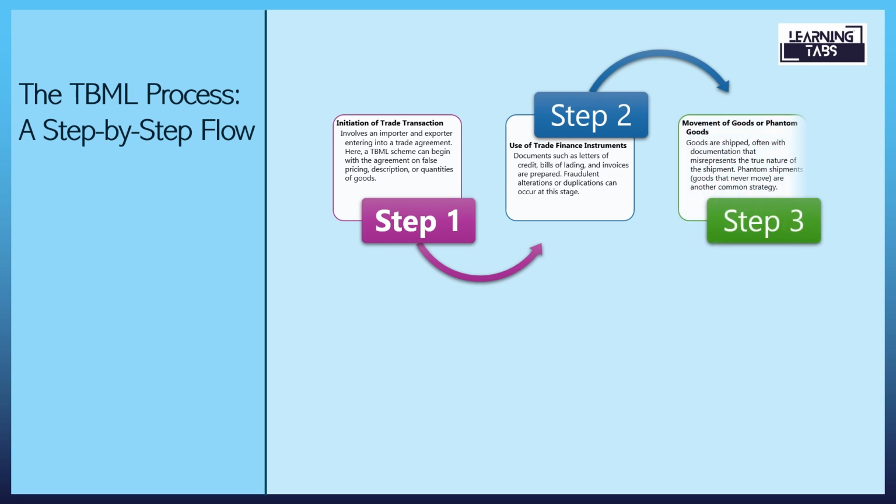Step 3. Movement of goods or phantom goods. Goods are shipped, often with documentation that misrepresents the true nature of the shipment. Phantom shipments, goods that never move, are another common strategy.